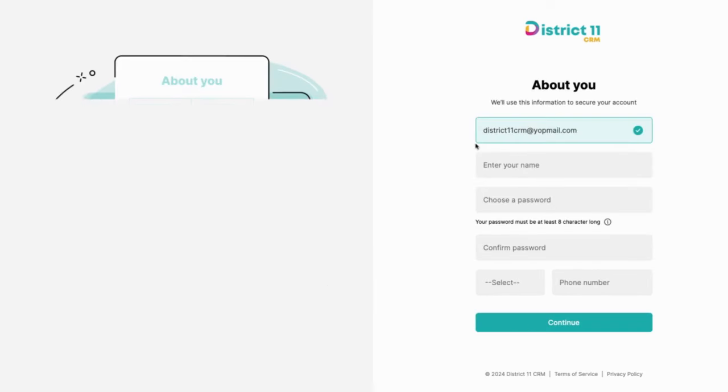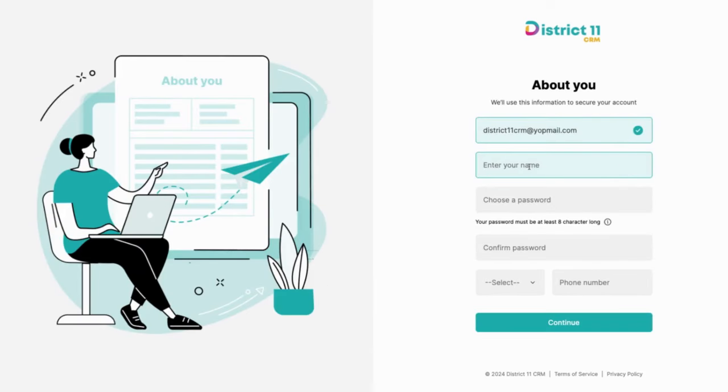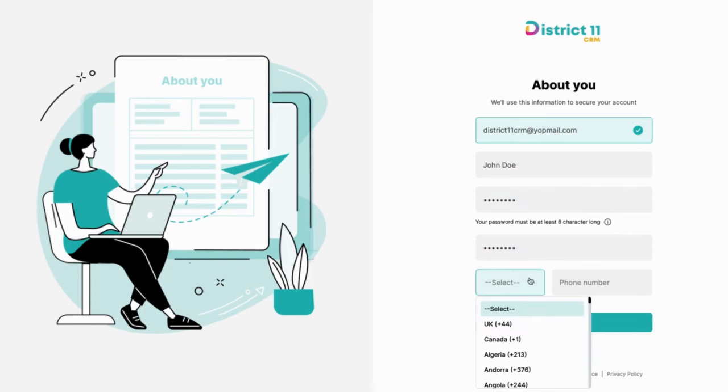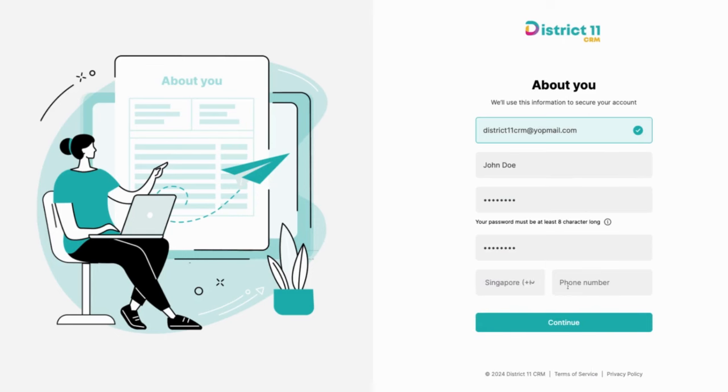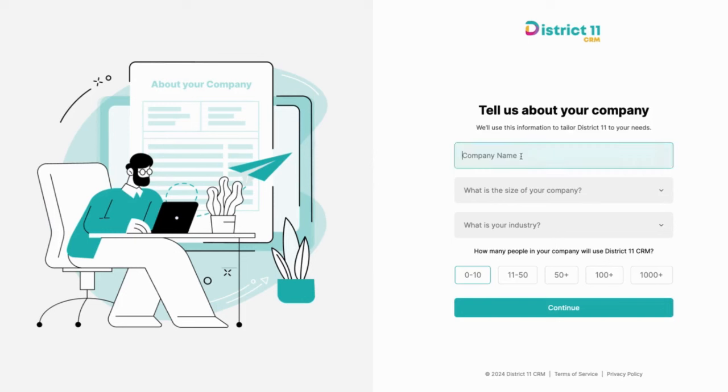You'll receive a one-time passcode, OTP, sent to your email for verification. If it's not in your inbox, check your spam folder or contact our support team at district11.app. After entering the OTP, fill in your details, name, password, and mobile number, and click Continue.